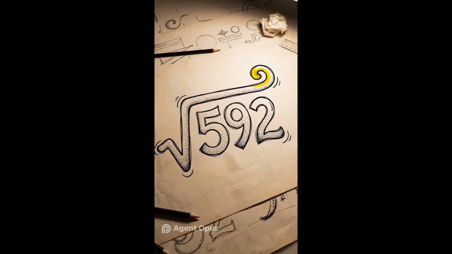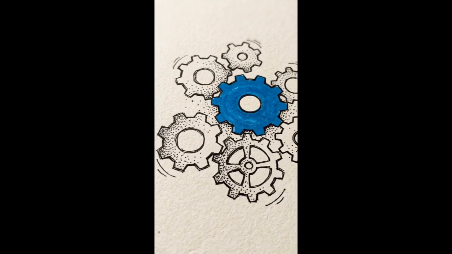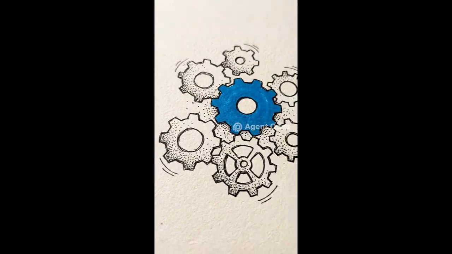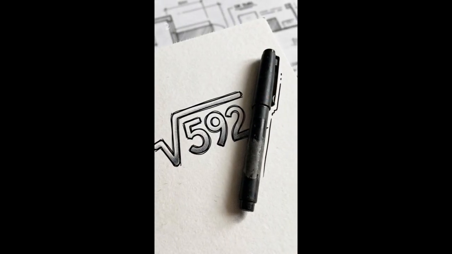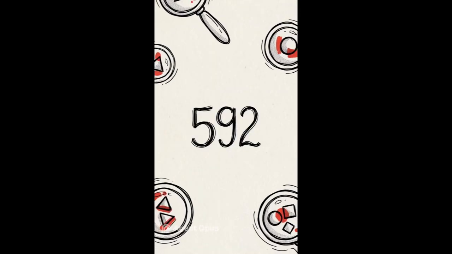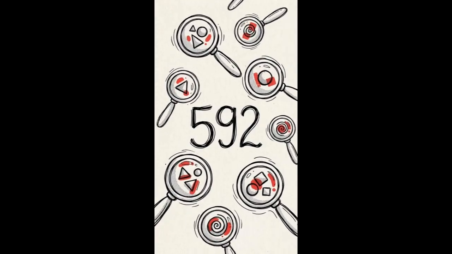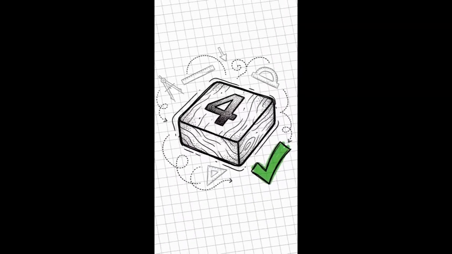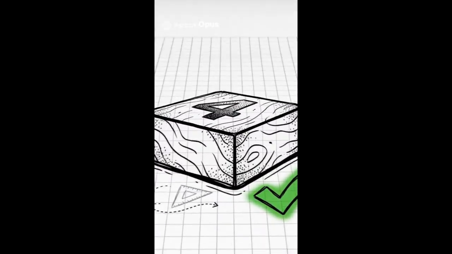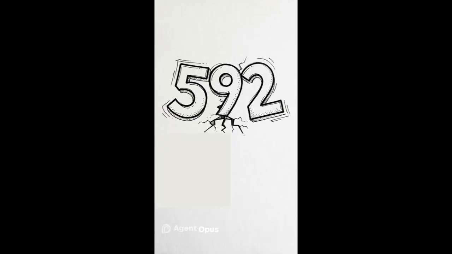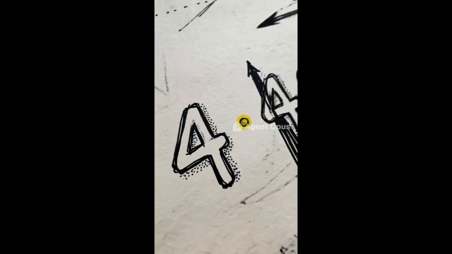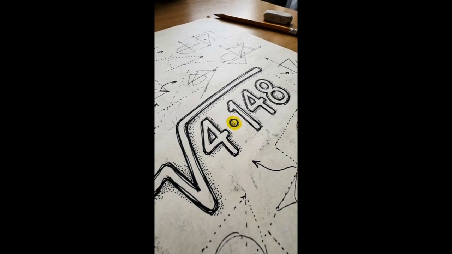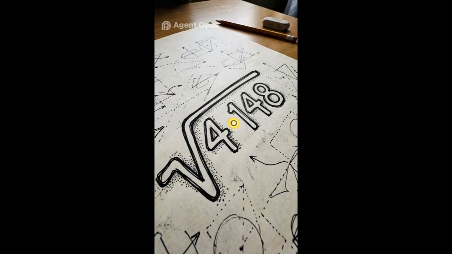Let's break down how to simplify the square root of 592. It's a great example of how to systematically reduce a radical expression. We start with the square root of 592. The goal is to find perfect square factors within 592 that we can pull out of the square root. The number 4 is a perfect square, and it's often a good first number to check if the radicand is even. So let's divide 592 by 4. That gives us 148.